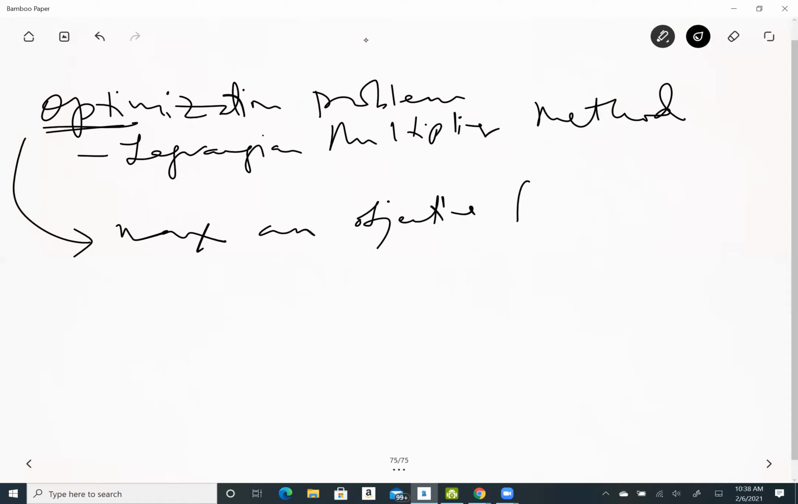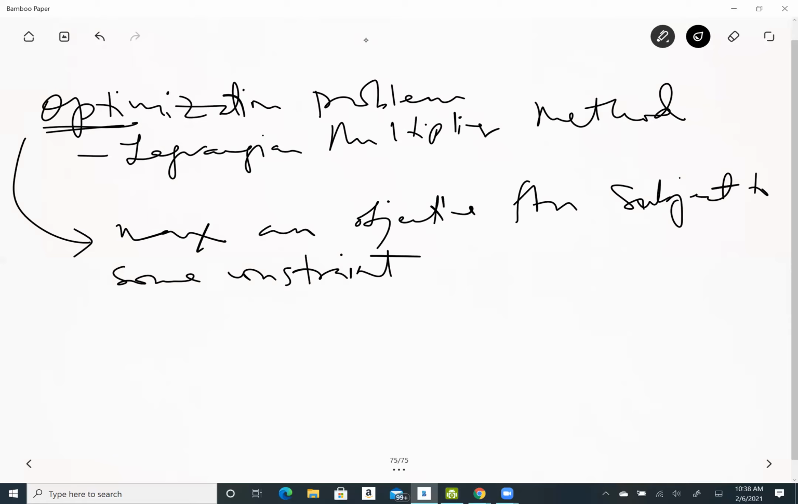Okay, an objective function. Subject to what? Subject to some constraint. Now, if you recall, in the linear programming topic, our objective that you want to maximize or minimize is a linear function. And then the constraints are what? Inequalities. In this part, you have an objective function, a function. The constraint is also a function. So here both are functions.